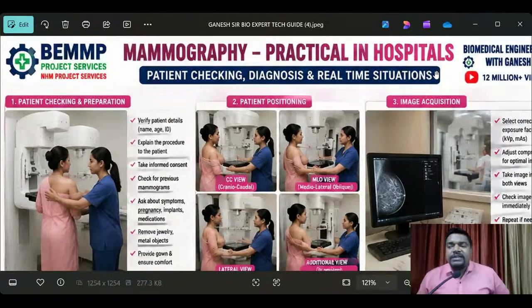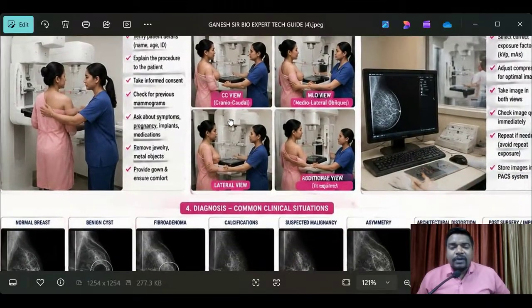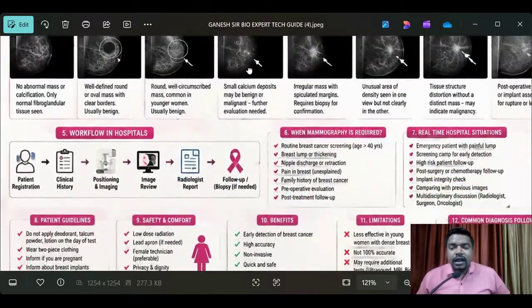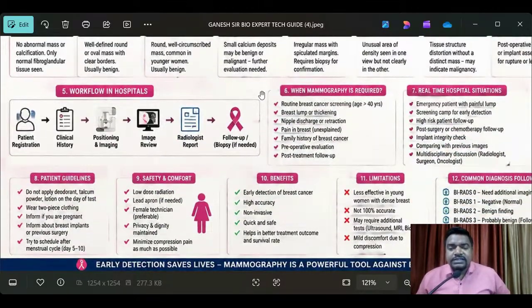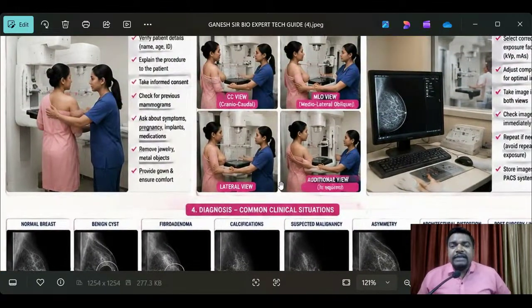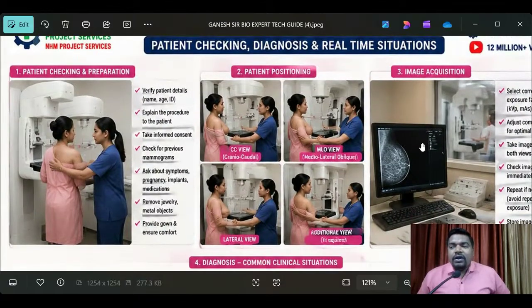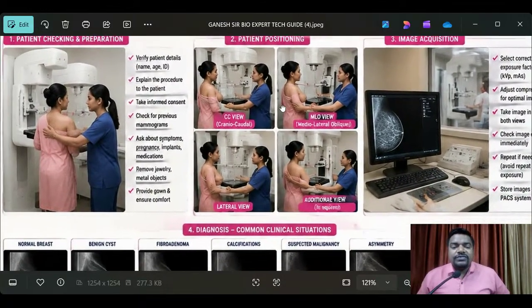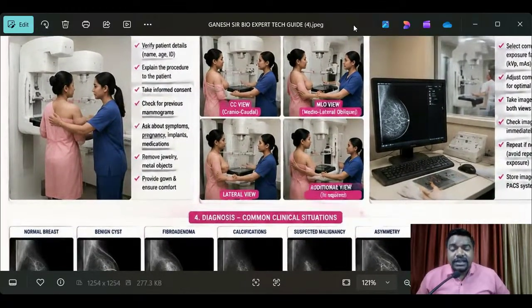mammography practical in hospitals, how it looks. See, point-wise I'm going to show you; these are all the points I'm going to show you. After diagnosis, what are the important things, I'm going to give the explanations. I hope you got it. Is my voice clear? Okay, this is the final point of this live session, and very important information is what I'm going to show you right now.